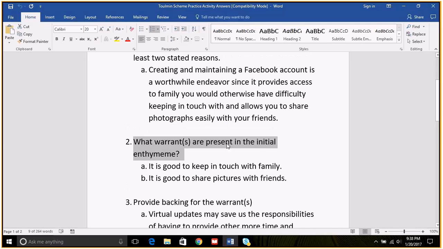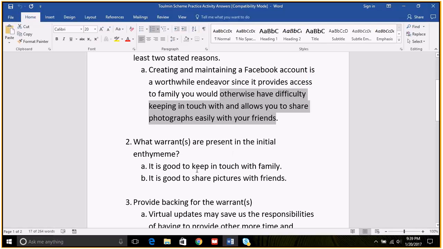You're going to look at the stated reasons because most of the time the stated reasons are going to have some kind of value assumption, that you assume your audience either agrees with you that the stated reason is either positive or negative. So let's take a look here at the two stated reasons I have in my initial enthymeme.